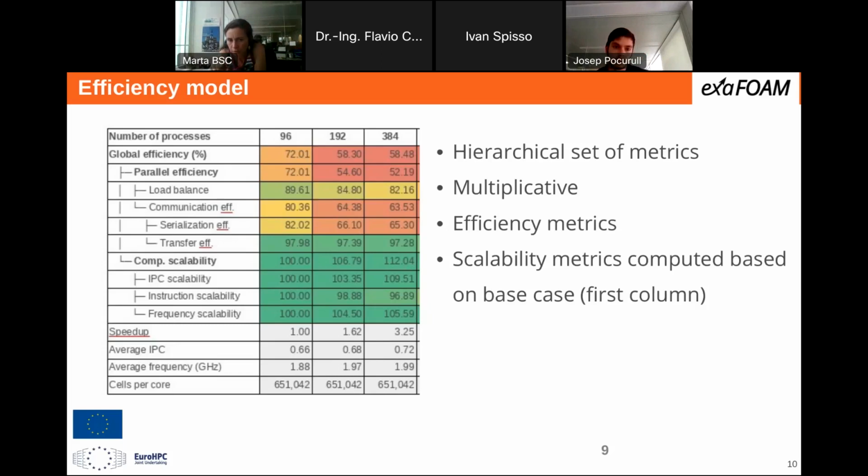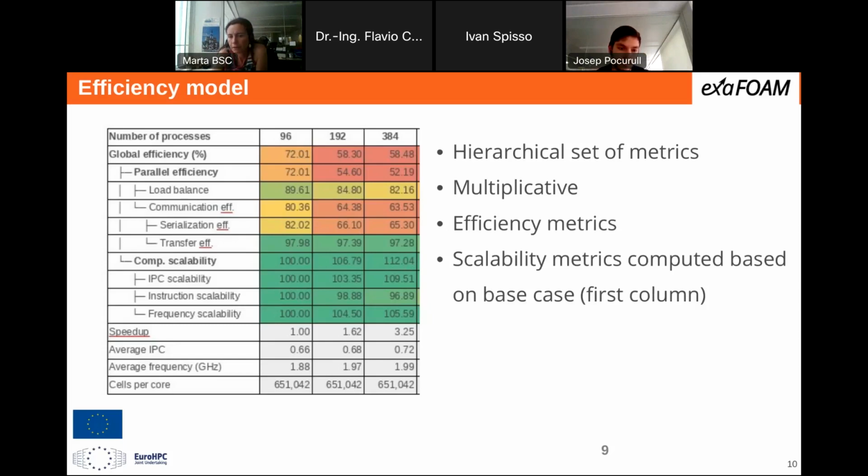The bottom metrics, the ones that end with scalability, are computed based on a base case. We cannot compute them based on their own trace, because we don't know the optimum value of each one of the metrics. So we don't know which is the optimum value of the IPC, of the number of instructions executed, or the frequency. So we always base it on the first column. Each column in this table corresponds to a different execution. So you can get one of these tables with just one column when you only have one trace, but we can obtain several traces to study how these efficiency metrics change when we scale this application.